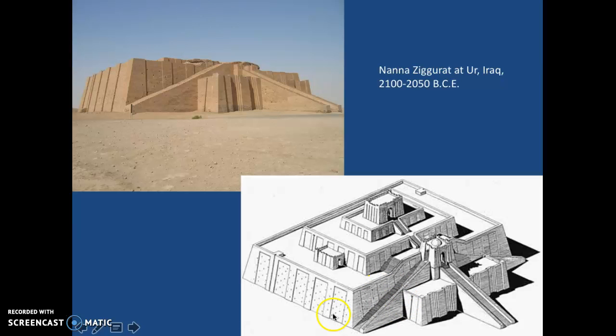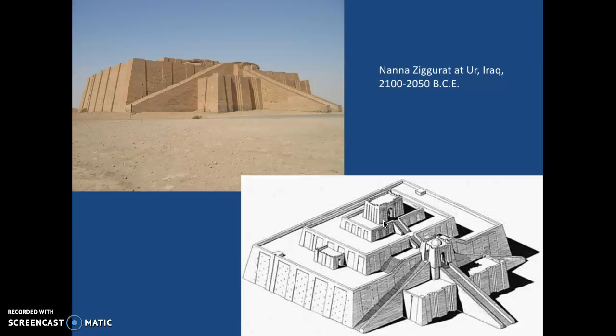And there really wasn't much happening on the inside in this lowest level. There were some rooms inside on the second level, and then a temple all the way at the top. And the only people really allowed to worship there would have been priests and priestesses. The lay people would not have been allowed on these ziggurats.